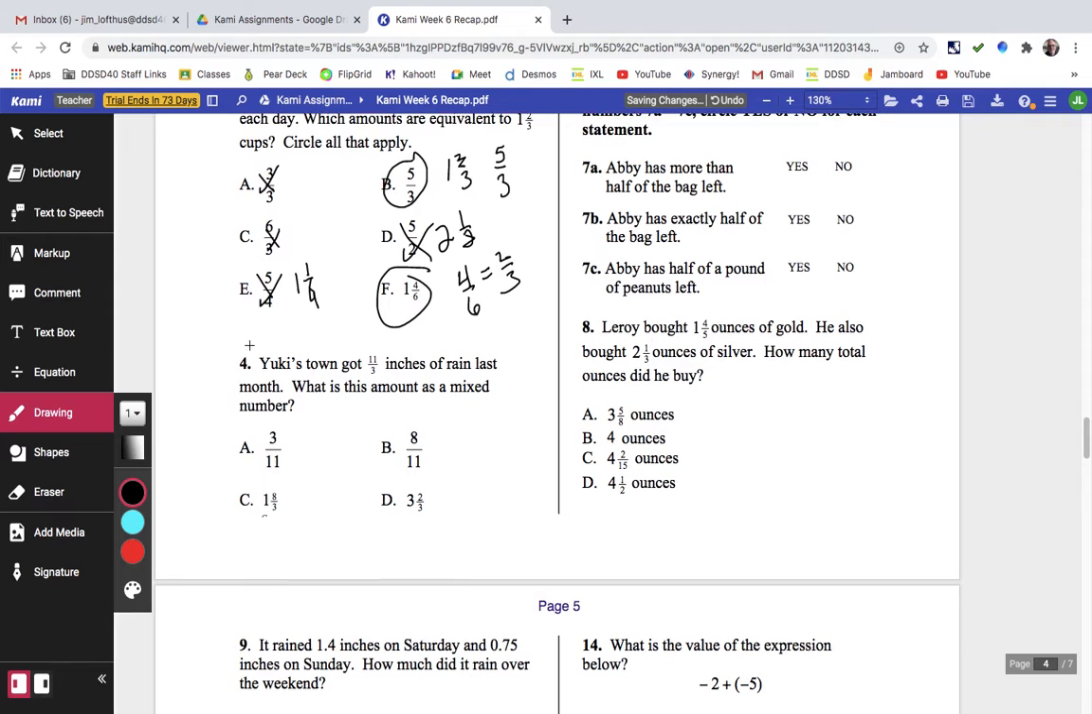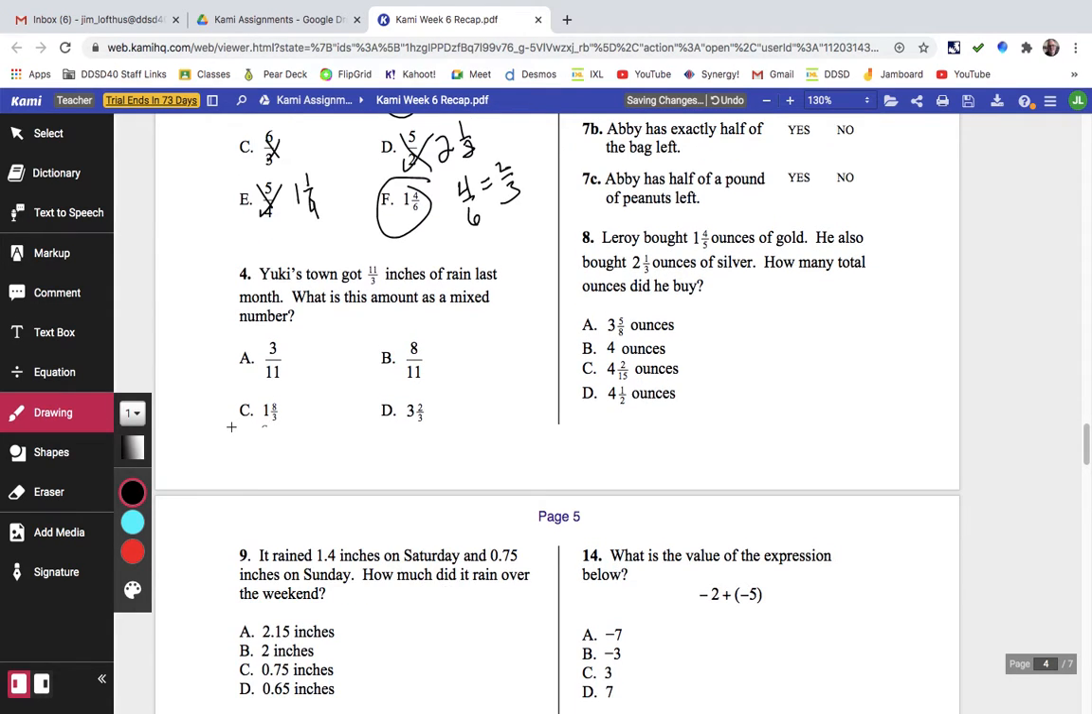Number 4, Yuki's town got 11/3 of an inch of rain. So I'm going to convert that. 3 goes into 11 3 times with 2 left over. So we'll just convert that to 3 and 2/3. And which is this amount as a mixed number? And so the answer on that one was D.